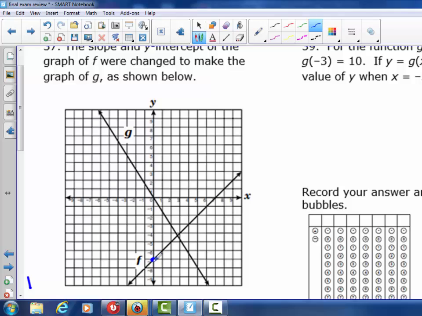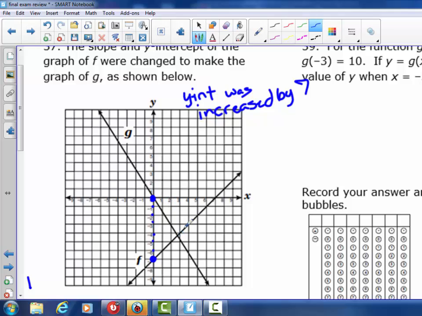So the y-intercept of f was negative 7, the y-intercept of g is 0, so we could say that the y-intercept was increased by, let's see, 1, 2, 3, 4, 5, 6, 7. Okay.